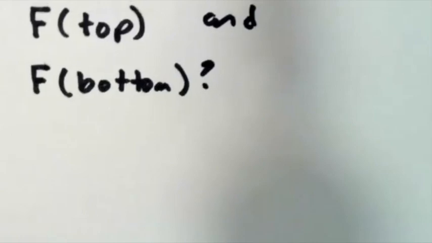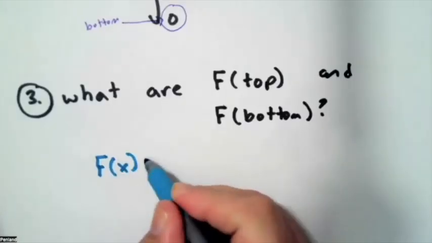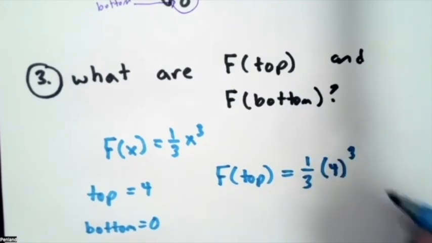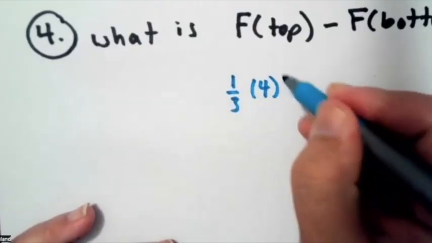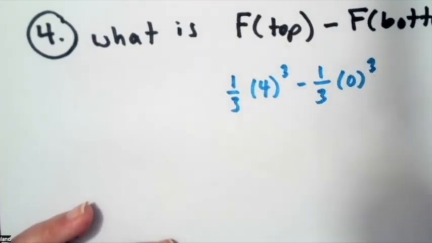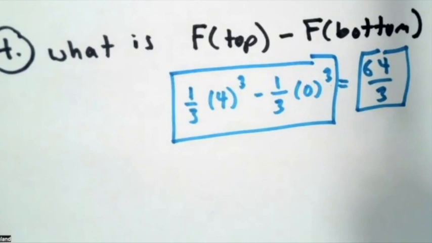Now I'm going to take that big F of x and find F of top and F of bottom. Bottom here is 0 and top is 4. F of top will be 1/3 times 4 cubed. F of bottom will be 1/3 times 0. Now I find the difference. What is F of top minus F of bottom? I'm just going to get 1/3 times 4 cubed minus 1/3 times 0 cubed, which simplifies to 64 over 3. So if we just follow the 4 steps of this process, we get to the final answer.